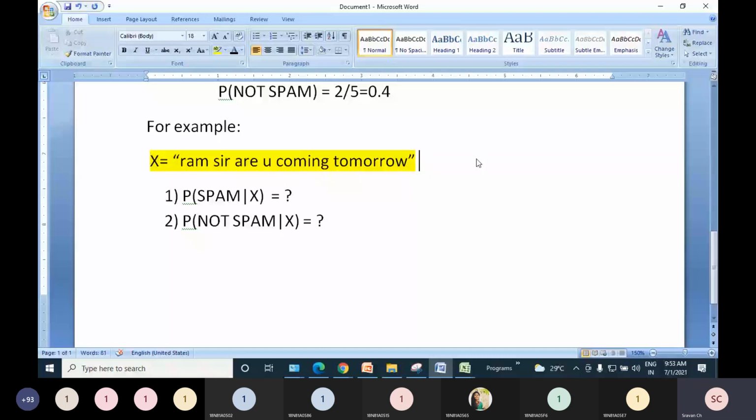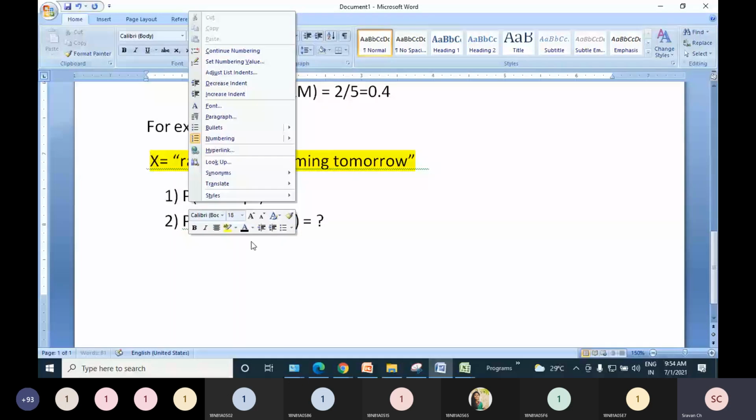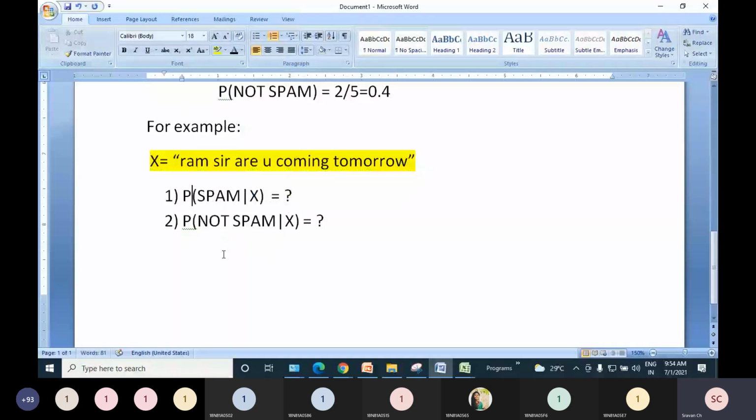So what I need to decide, see here, same thing, whatever I told in English, now I am trying to write the same thing in the form of conditional probabilities. So probability of spam given X, what is X? "Ram sir, are you coming tomorrow?" This is a new email content.